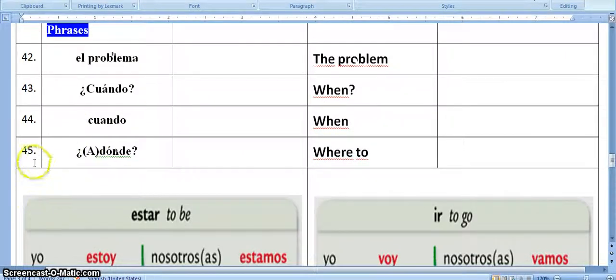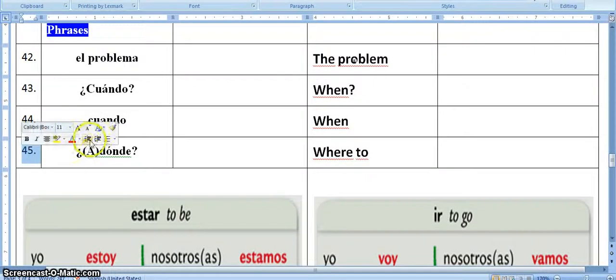Okay. And the last one is 45. 45 is adónde. Now here's the deal. Dónde means where. When I add an a on there, that's where to. So in this case, it'll be adónde. And you'll always see it when we use this verb ir, and I will get into that next section with ir and the conjugations of ir and so on and so forth.